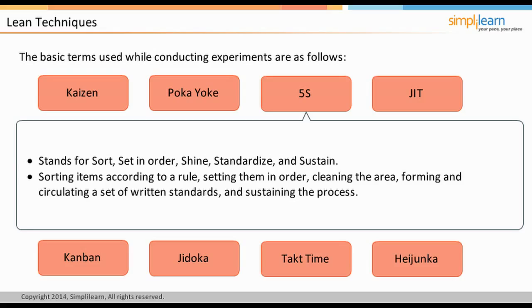5S is a set of 5 Japanese words, which translate to sort, set in order, shine, standardize, and sustain. This is a simple and yet powerful tool of Lean. The sort principle refers to sorting items according to a rule. The rule could be frequency of use or time of use. After sorting, the objects are set in order. The place for everything is defined, and everything is placed accordingly.